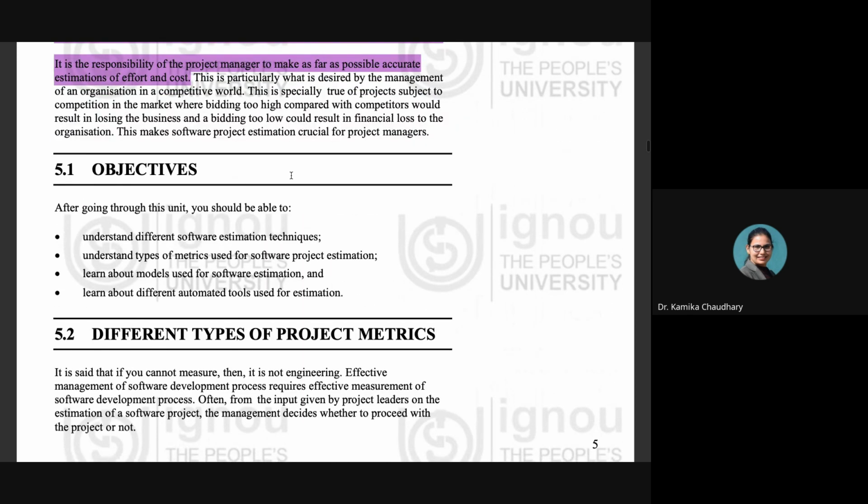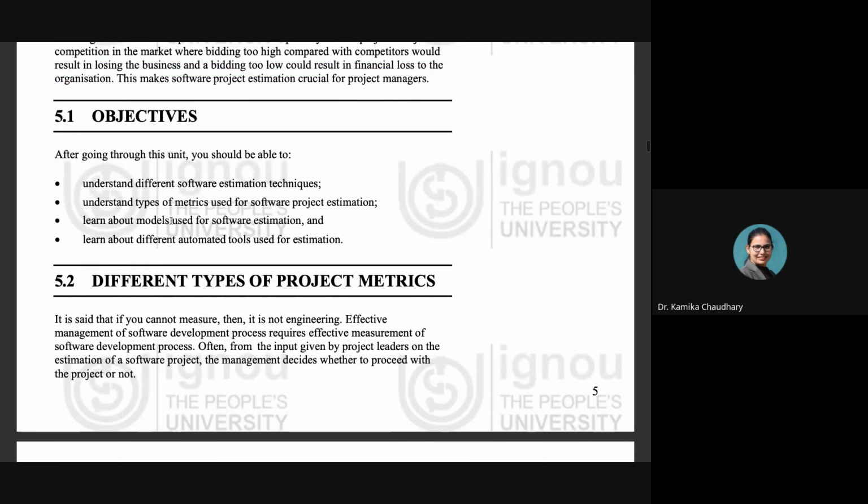So these are all the objectives of the unit that we are going to learn today. We are going to understand the different software estimation techniques. We are also going to understand the types of metrics used for software project estimation. We are also going to learn about the models used for the estimation, and about different automated tools used for estimation, right?